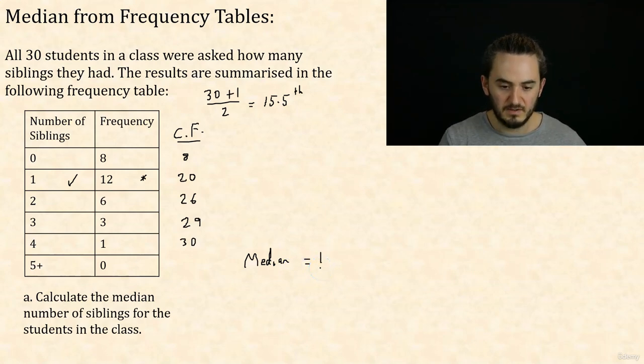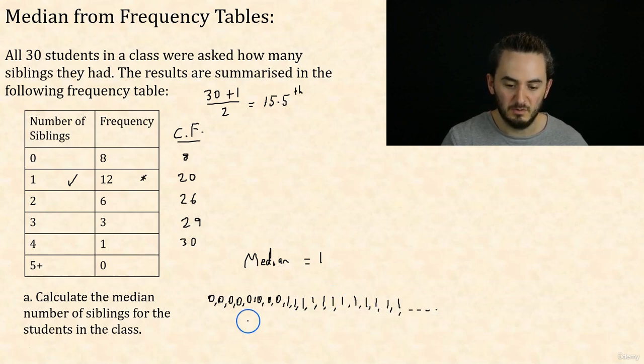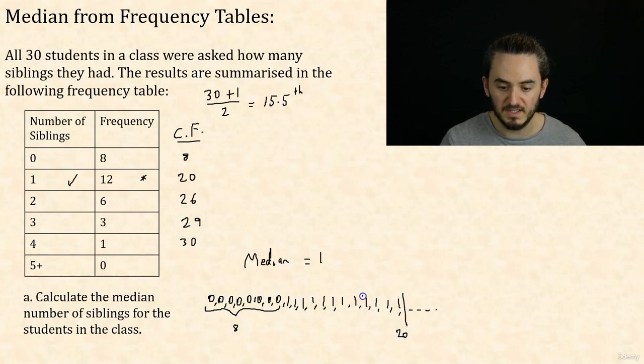Again, if we're imagining this full list, it would look like this. We've got our zeros here, so 8 of those zeros, and then we've got our ones here, and then our 2s and so on. Since we've got 8 of these, by the time I get up to the end of the ones, I know I've got 20 students. It means the 15th and 16th must be in this group. In fact, we've got 9th, 10th, 11th, 12th, 13th, 14th, 15th, and 16th. So the median was halfway between those, so it's 1.